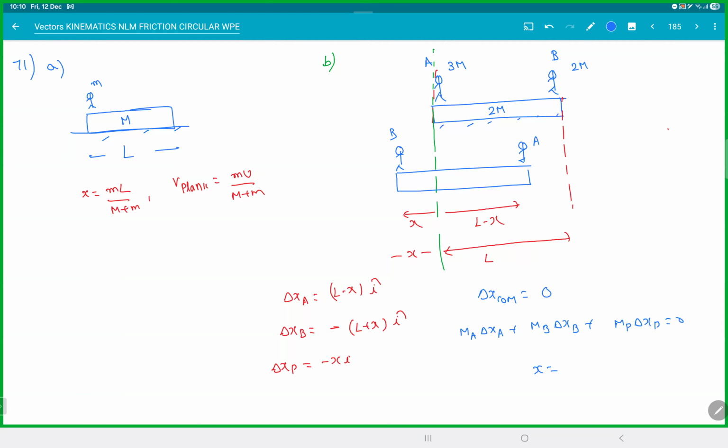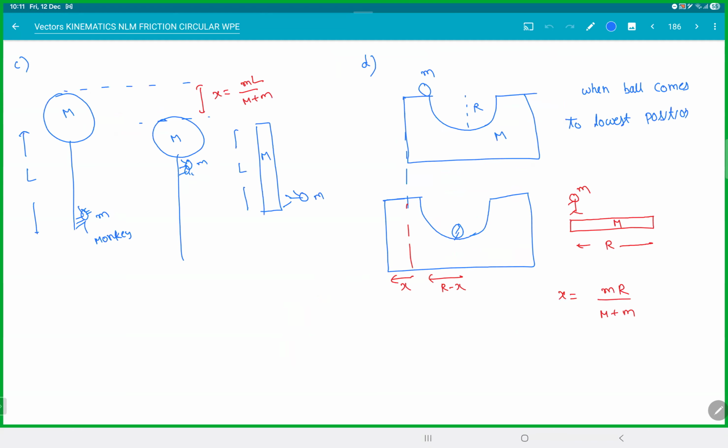Any doubts on this? Now in this question, there are a lot of variations. The question will be asked like this. They will say there is a balloon here and there is a monkey which is climbing the balloon. As the monkey climbs the balloon, balloon comes down. Find the displacement of the balloon. Now the question looks different, but if you actually think about this, balloon is nothing but the plank and the monkey is nothing but the man walking on a plank. You get the same answer, mL by M plus m.